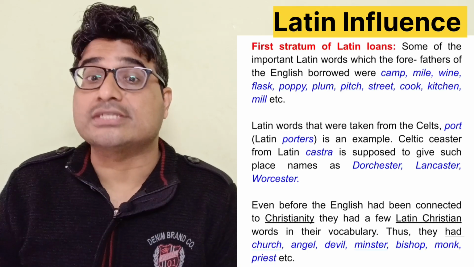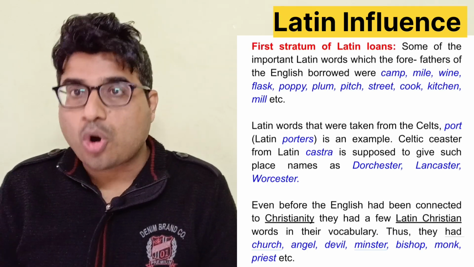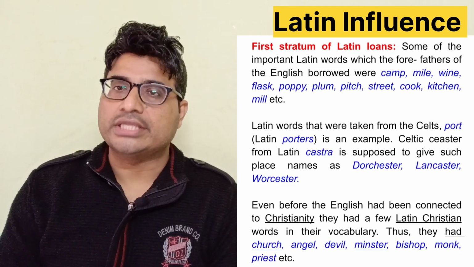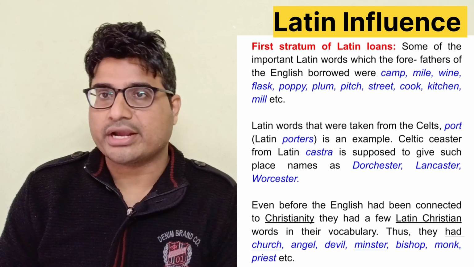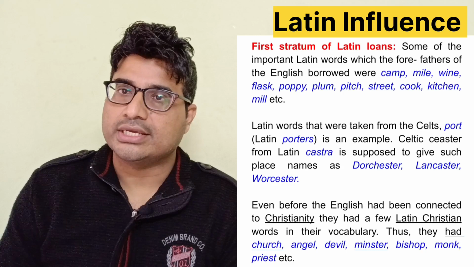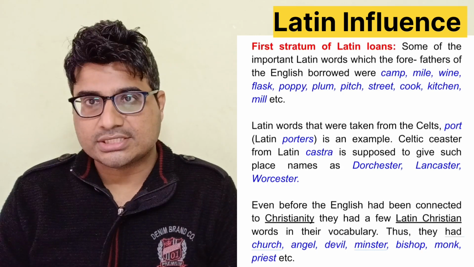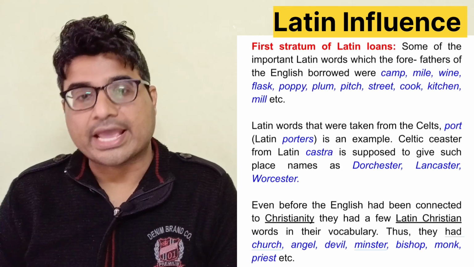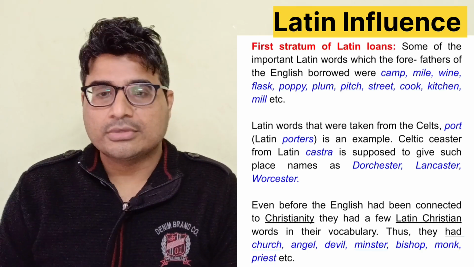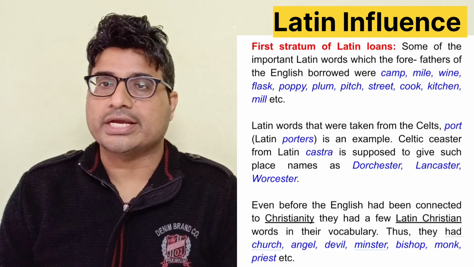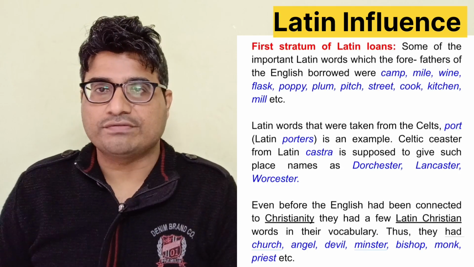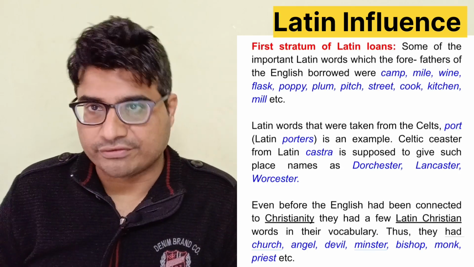as Dorchester, Lancaster, Worcester. It is interesting to know that before the English people were connected to Christianity, they had few Latin Christian words in their vocabulary. Thus, they had church, angel, devil, minister, bishop, monk, priest, etc. So this was actually the first phase of Latin influence.